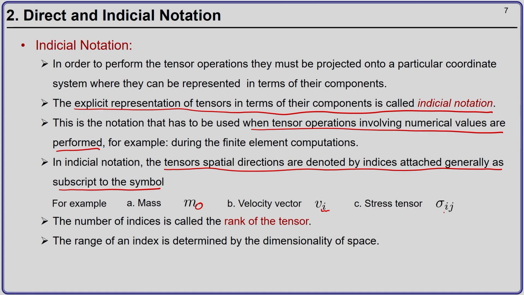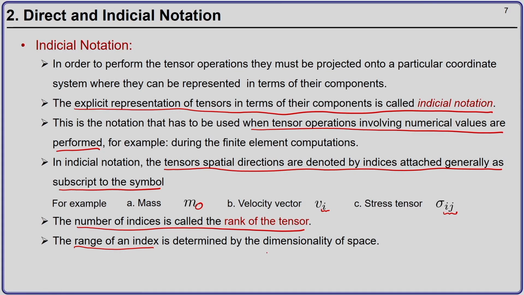Stress tensor, for example, has two indices as subscripts. So, the number of indices which are attached as subscripts to the tensor when you are using indicial notation is what is called the rank of the tensor. And what will be the range? For velocity we have i, and for the tensor we have i and j, two indices. What values will these indices take?